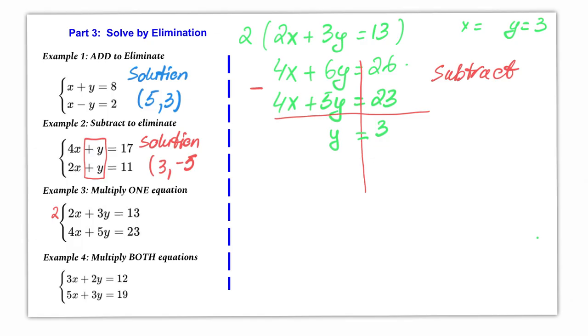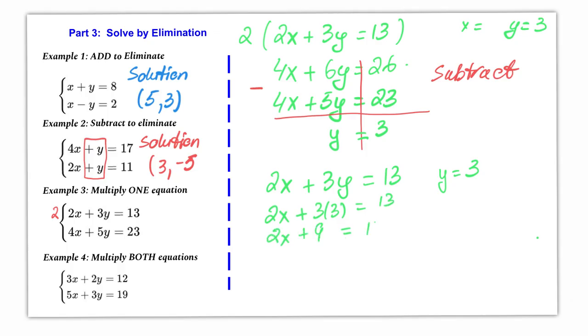Let's substitute y in any of the equations. We can start with the first equation, 2x plus 3y equals 13. Let's substitute y, and y is equaling 3. So that will be 2x plus 3 times 3 equals 13. So that will be 2x plus 9 equals 13.